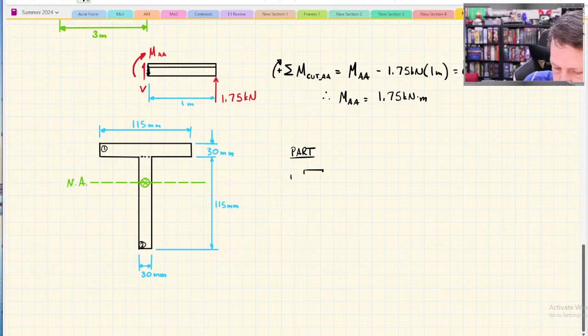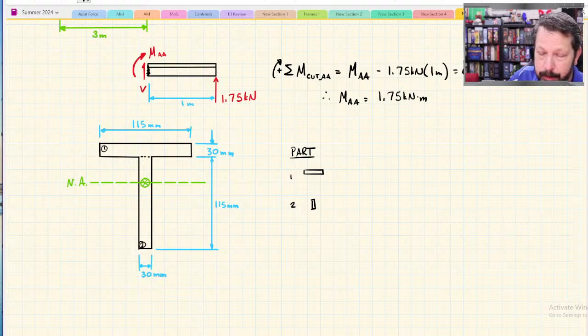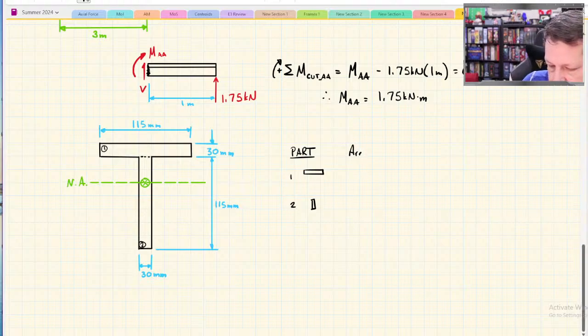Here I'm just drawing something that reminds me of what part is what. So in this case, I only have 2 parts, but it's not crazy that you would have way more than 2 parts. So right now we just have 2. We're going to calculate the area. These are in millimeters, so this will be millimeters squared.